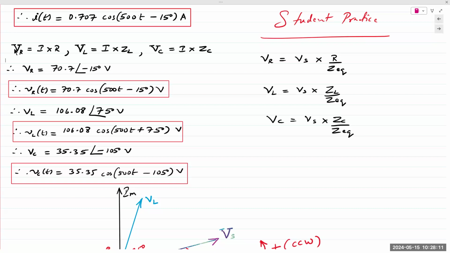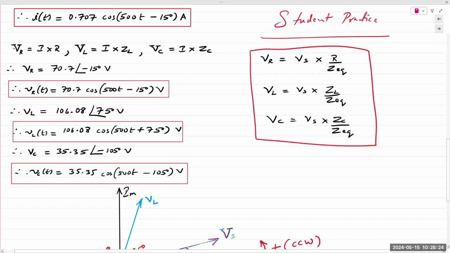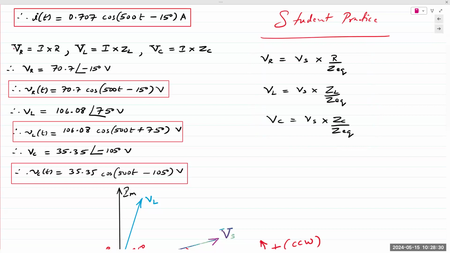An alternative way to determine the voltages would be to apply voltage division. The equations I have noted right here. I would strongly recommend students do this practice outside of class. You have the values, you have the final answers, and I provided you the equations. All you have to do is perform the math. Again, think back to chapters 1 and 2.